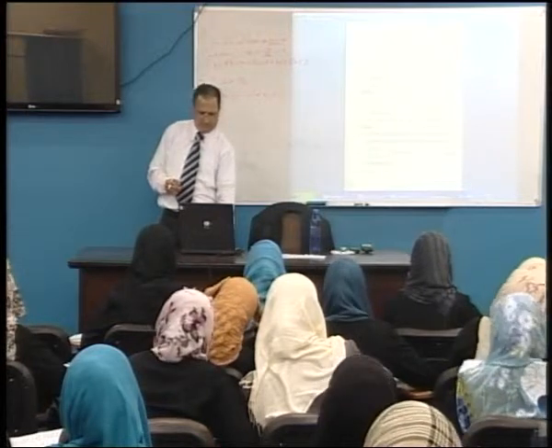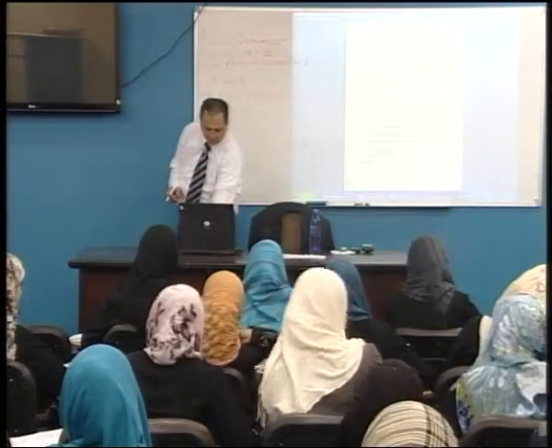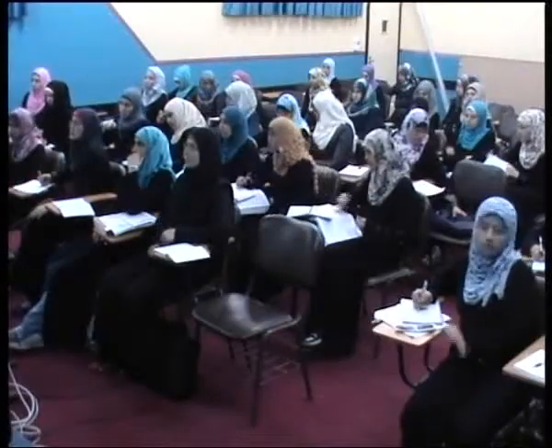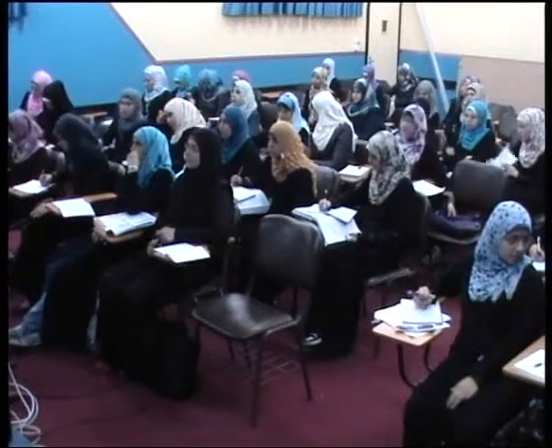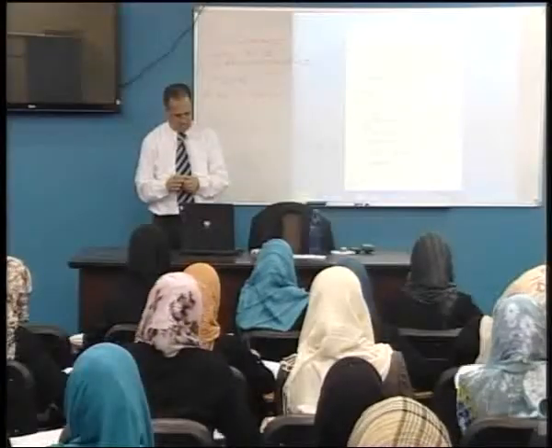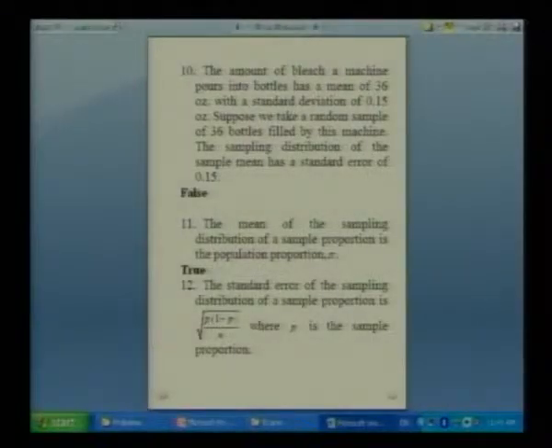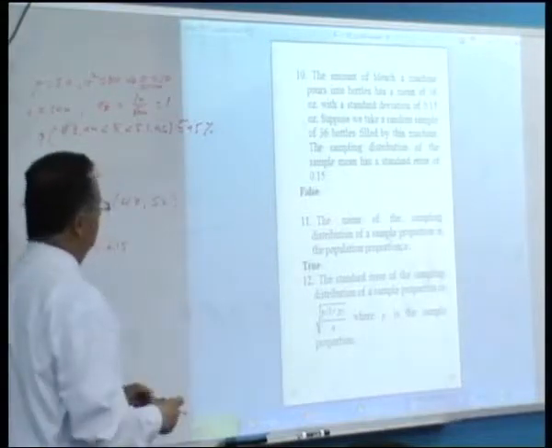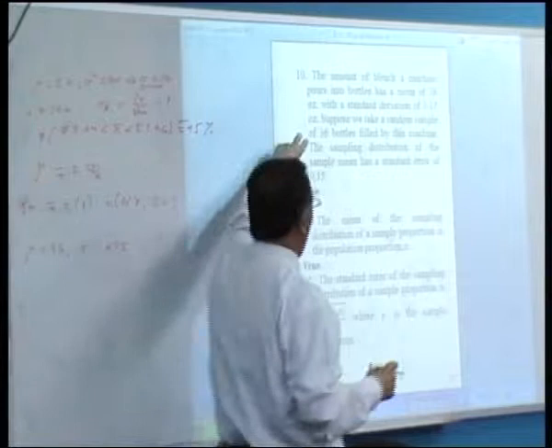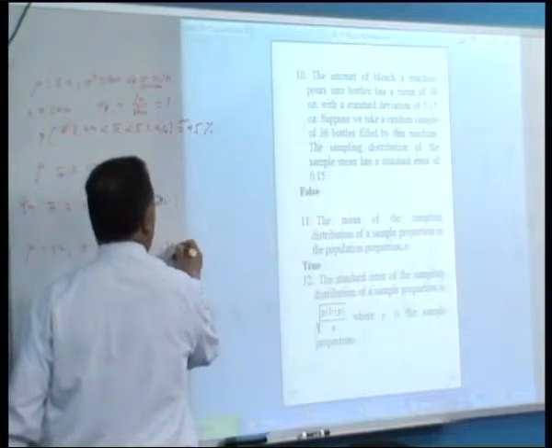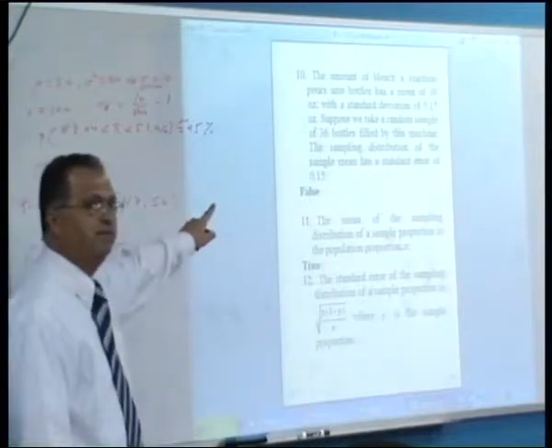Let's do one more. Number 10. The amount of bleach a machine pours into bottles has a mean of 36. Sigma is 15 ounces. Suppose we take a random sample of size 36 bottles filled by this machine.